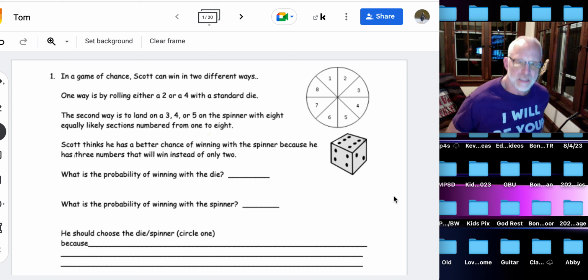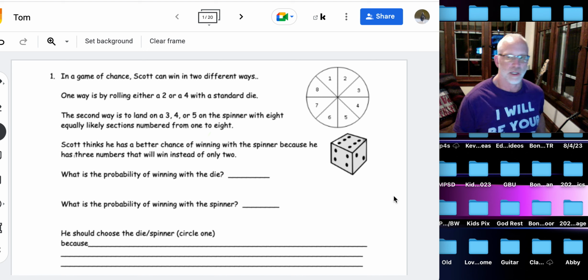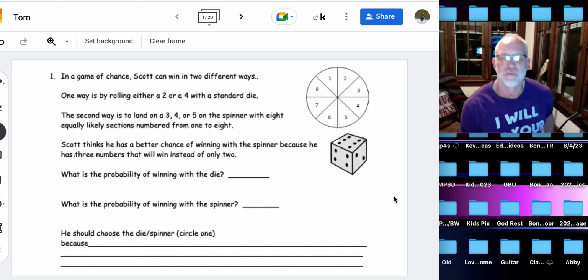Friends, this is the first question on your assessment. So we're going to go through this and see if this resonates with what you came up with. It says, number one, in a game of chance, Scott can win in two different ways.